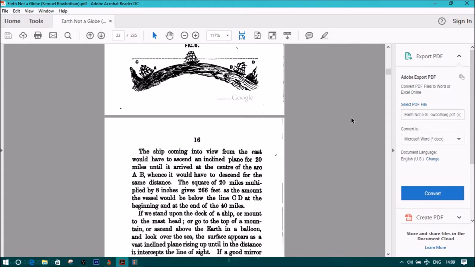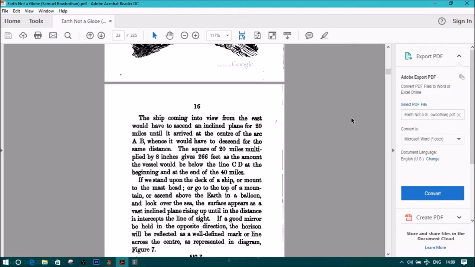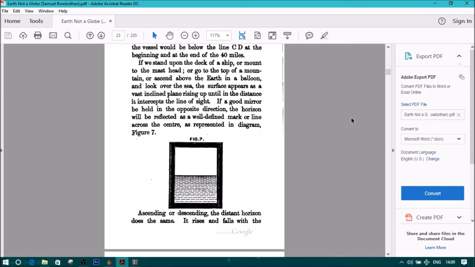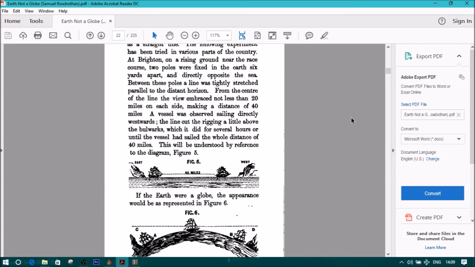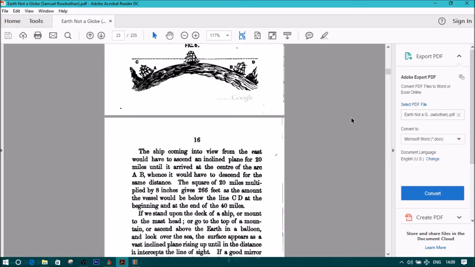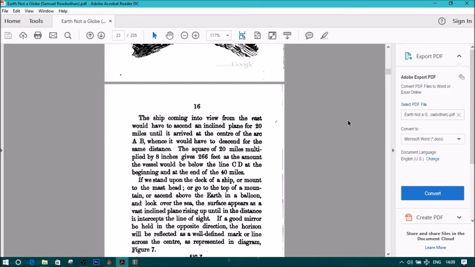The line cut the rigging a little above the bulwarks, which it did for several hours, or until the vessel had sailed the whole distance of 40 miles. This will be understood by reference to the diagram, figure 5. If the Earth were a globe, the appearance would be as represented in figure 6. The ship coming into view from the east would have to ascend an inclined plane for 20 miles until it arrived at the center of an arc AB, whence it would have to descend for the same distance. The square of 20 miles multiplied by 8 inches gives 266 feet as the amount the vessel would be below the line CD at the beginning and at the end of the 40 miles.